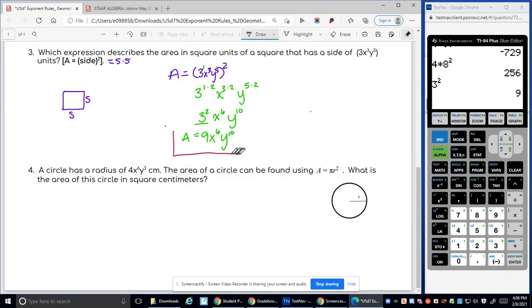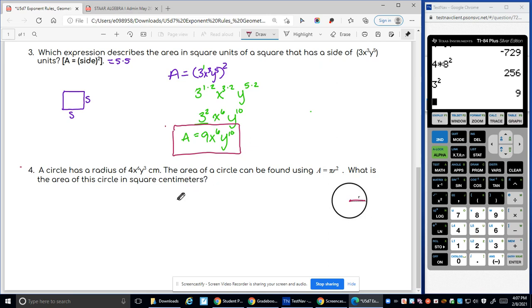If you have any questions, make sure that you do bring it to your teacher during sync time. And let's go ahead and focus on our last type today, number 4. Here we have a circle with a radius. And y'all know radius goes from the center of the circle to the edge. So the circle has a radius of 4x to the 6th power, y to the 3rd centimeters. And the area of a circle can be found using this formula right here. A is equal to pi r squared. What is the area of this circle in square centimeters?